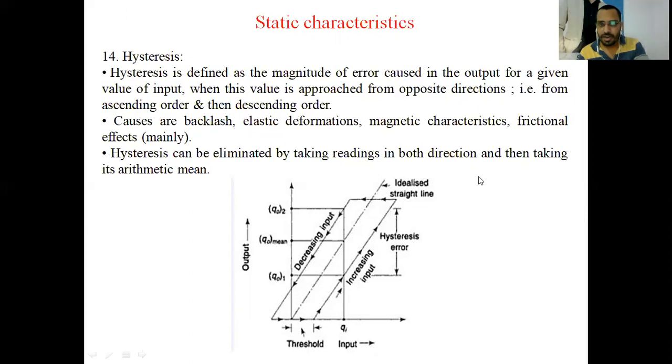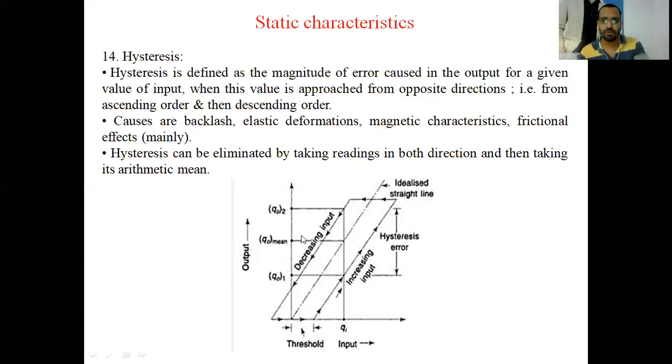Okay, and this is the diagram of hysteresis, which is showing you the increasing input, where you are loading the instrument, and this is the line, and now you are decreasing the input value. So by taking the mean, you will get the final value of the measured value. Okay, and this dashed line is indicating the idealized straight line. In the normal case, it will start from 0 and you will get the final value.